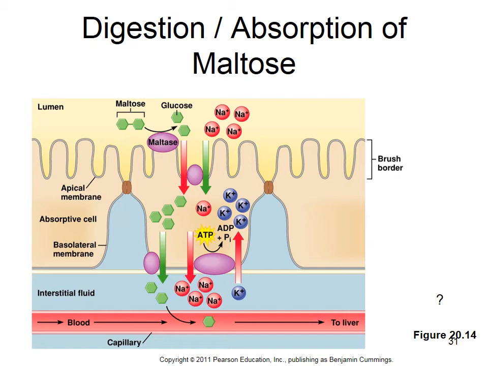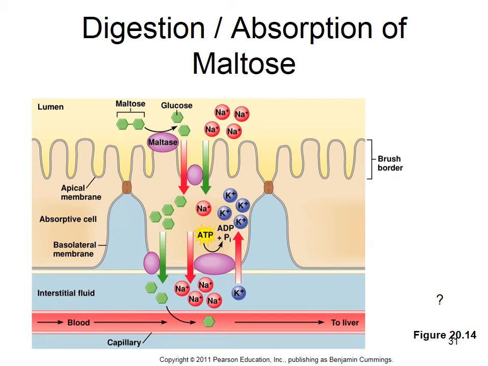Okay, because as soon as glucose gets formed, it gets actively absorbed. And then we have high glucose inside the enterocytes, and we have low glucose in the interstitial fluid. Because as soon as glucose hits the interstitial fluid, it gets picked up by those capillaries that line all the villi, and it gets whisked away to the liver, right? So that means low glucose in the interstitial fluid.